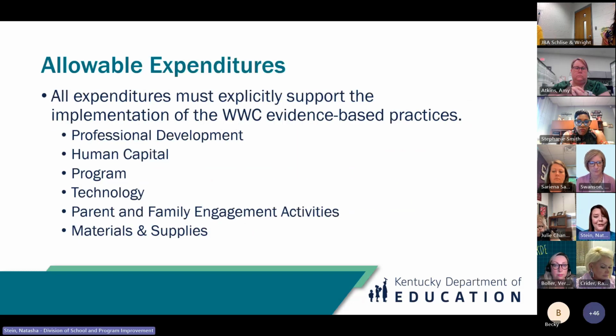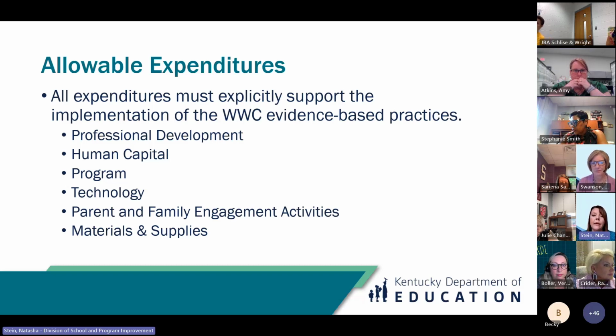And so all expenditures under this SIF program, for the millionth time, must be supported by something from the What Works Clearinghouse. So that could be professional development, that could be human capital. If you feel, based on what you find in the What Works Clearinghouse, you need someone at your school to provide ongoing interventions, you can use these funds for staffing purposes. You can also use these funds to purchase instructional programs and technology to support any of those interventions that you find. Of course, parent, family, and even community engagement activities that are directly tied back to that What Works Clearinghouse. And then any necessary materials and supplies that you feel as a school are necessary to help you with that implementation.